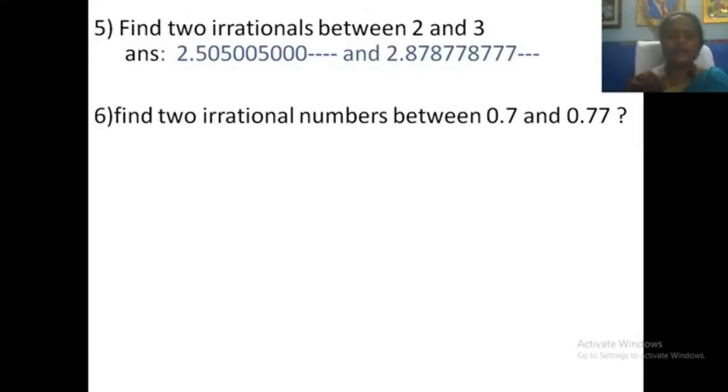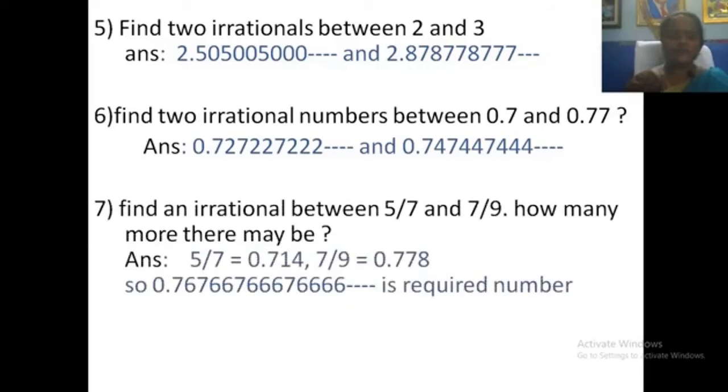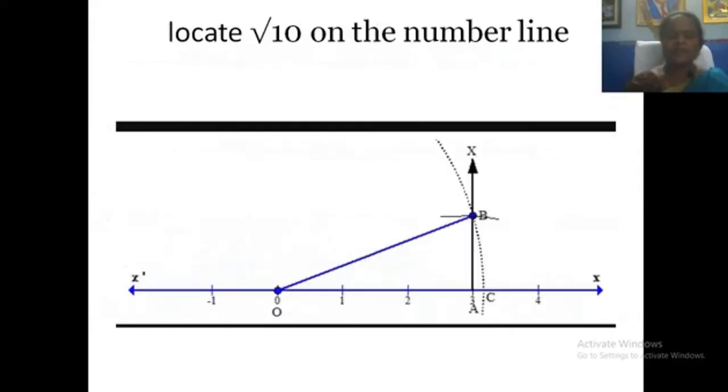Sixth one, find two irrational numbers between 0.7 and 0.77. So answer is 0.72, 722, 7222 and so on. In the same way, 0.74, 744, 7444 and so on. Seventh question, find an irrational number between 5 by 7 and 7 by 9. How many more may there be? 5 by 7 is 0.714, 7 by 9 is 0.778, so 0.76, 766, 7666 and so on is the required number. There are infinite irrationals in between 5 by 7 and 7 by 9.